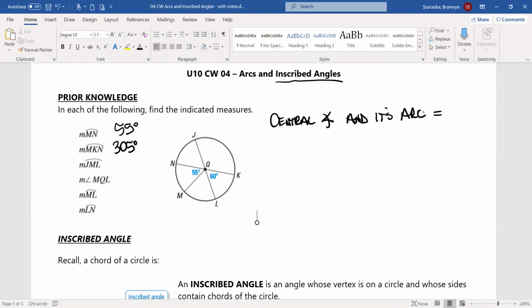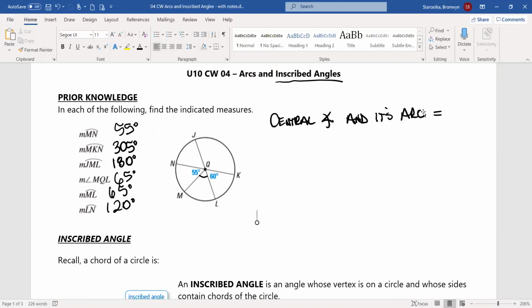JML, give you a second to find it, 180 degrees. It's the semicircle. And let's find this little angle right here. MQL. Well, 55 plus 60 subtracted from 180, that's going to be 65 degrees. Arc ML, 55 plus 65, 120, wait, arc ML, no, that's 65. I jumped it down. LN is 120 degrees.